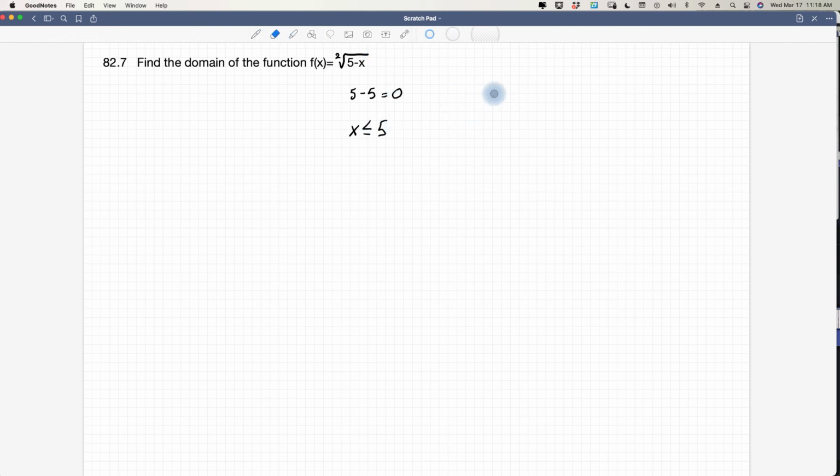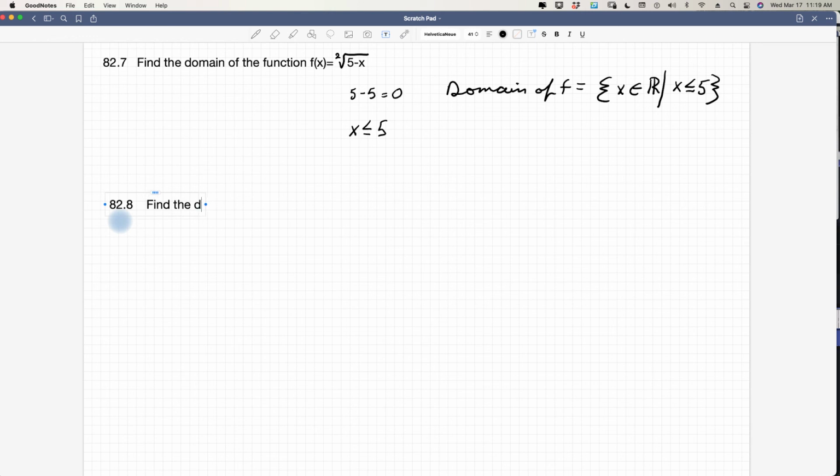So we can say that the domain of f equals x is a member of the set of real numbers such that x is less than or equal to 5. Easy peasy. That was a quick one. All right, let's do another one. This is our last one. And I'm going to type as much as I can. Find, whoops, let's put in our number, 82.8.